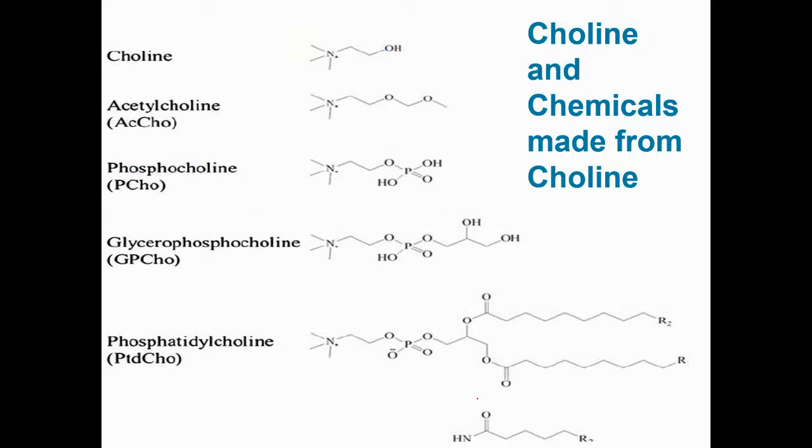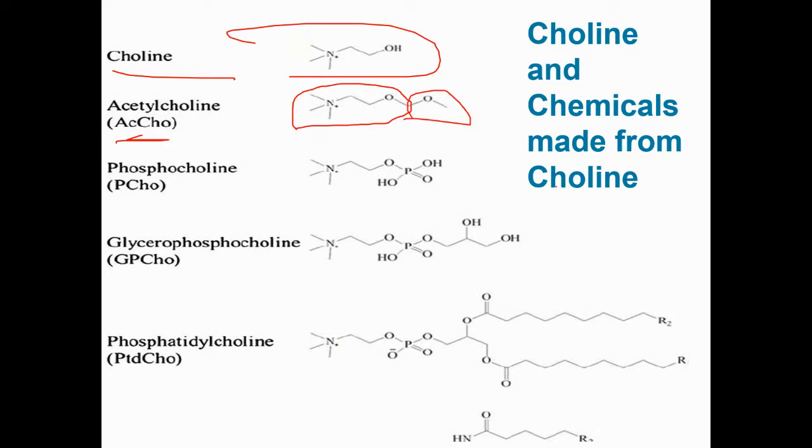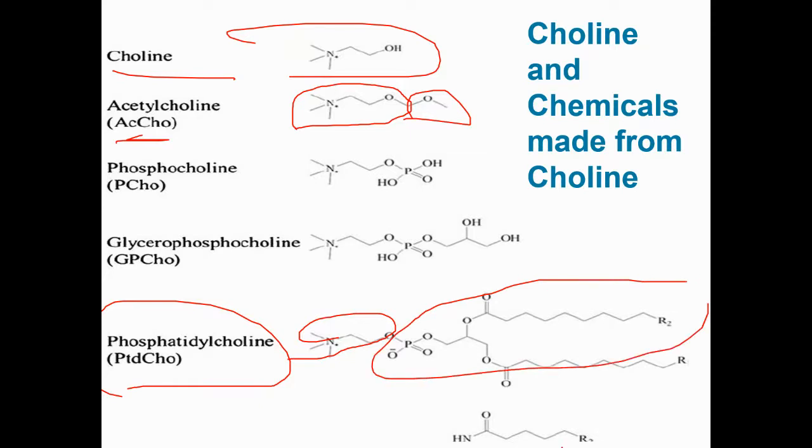And then again, you don't need to memorize the structure, but I just thought it'd be fun to take a look at choline. Here's your choline backbone. Here's acetylcholine, so not really a much larger structure, just adding a couple carbons and oxygens. And then phosphatidylcholine at the bottom. So you can see that is pretty complex. Right, here's kind of your choline backbone, and here's phosphatidylcholine.